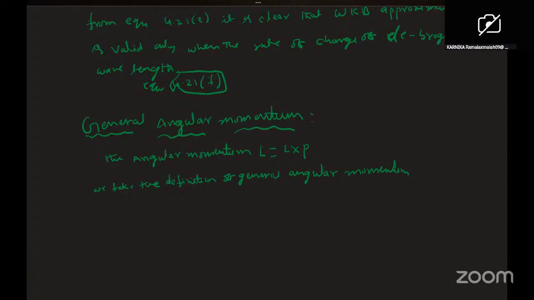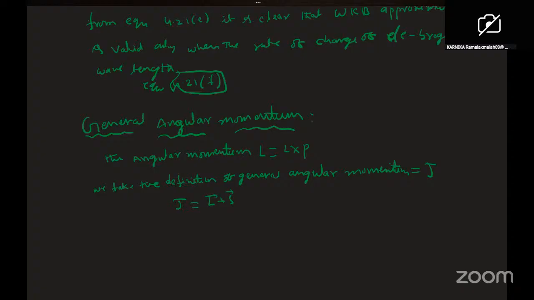The general angular momentum. General angular momentum is equal to J. That is, J is equal to L plus S.